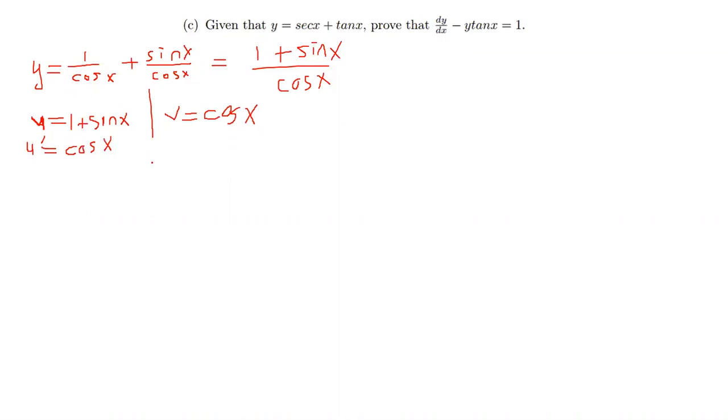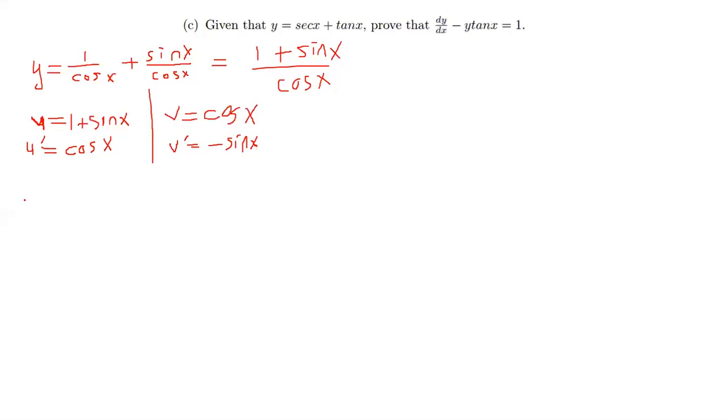And then same applies to this part here. To find v prime, you just get negative sine x. So now we can apply our quotient rule here.